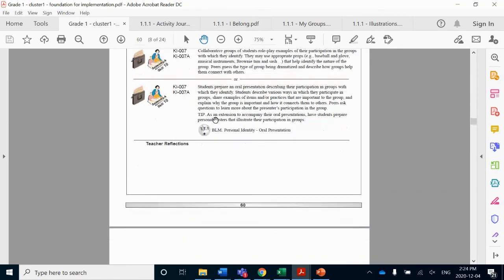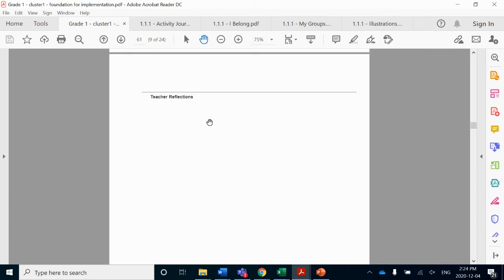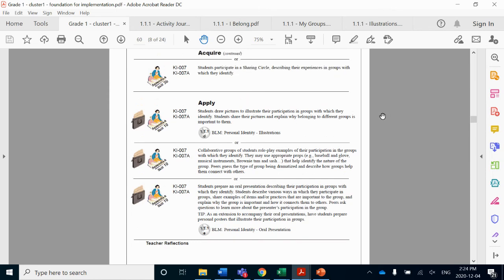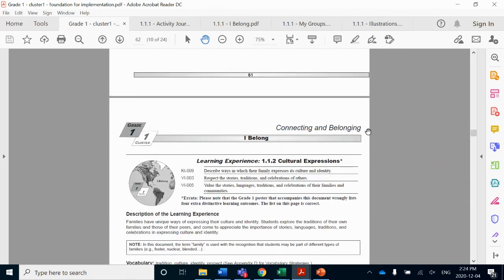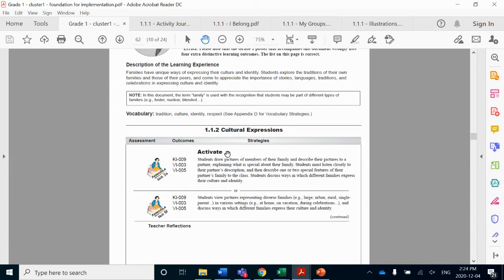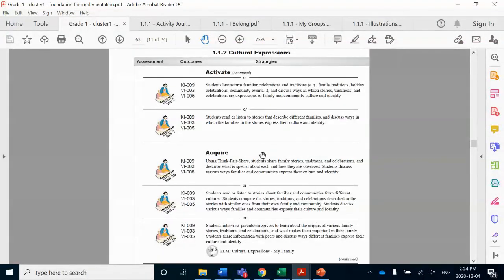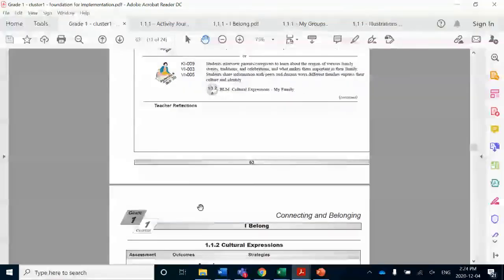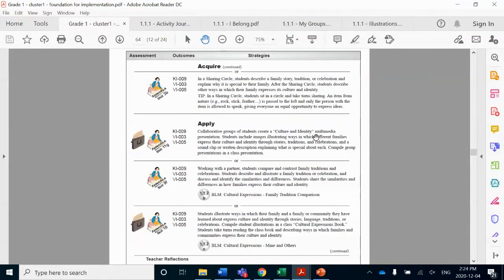So we're applying, and then let's have a look at the last thing here. Oh, that is the last thing. Okay. There we go. So that's not the end of our document. There are more other activities that we can work on. Here's another learning experience about cultural expressions. We see activate. Here we have acquire, and here's another note for a Blackline Masters handout that we can use. And then, of course, we can finish it up with applying so that you can see what your student has learned and how they can show that to you. And then more Blackline Masters that you can use to support that learning.